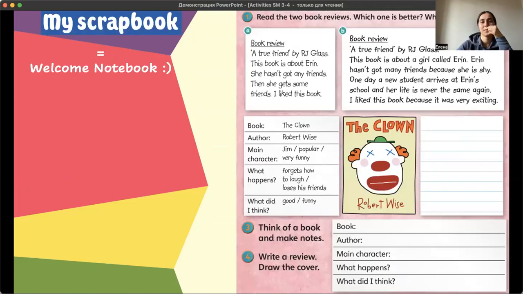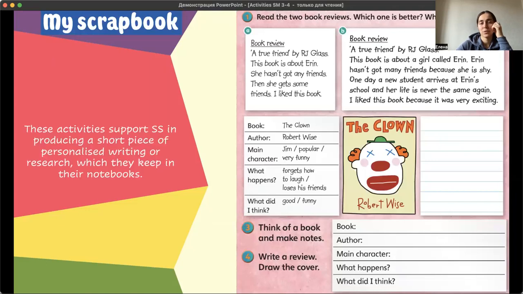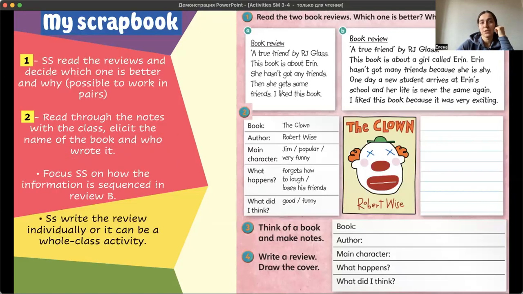Okay, the next task is about scrapbook, but we have welcome notebooks instead of them. And usually we skip these activities, but some of them can be very useful. For example, this one, we have here 2 reviews in exercise 1, and students are supposed to read and decide which one is better. And then they use the better one to produce a piece of writing, personalized writing.